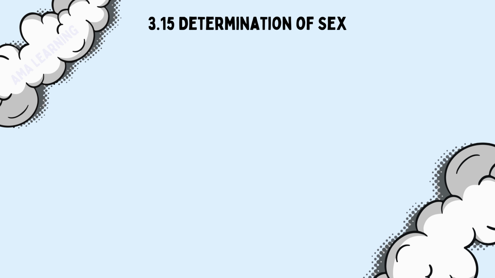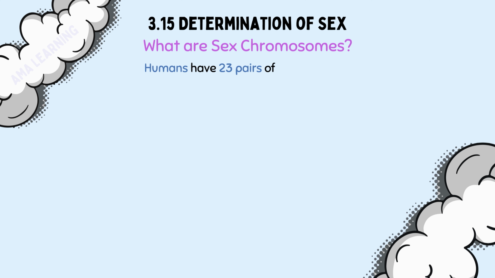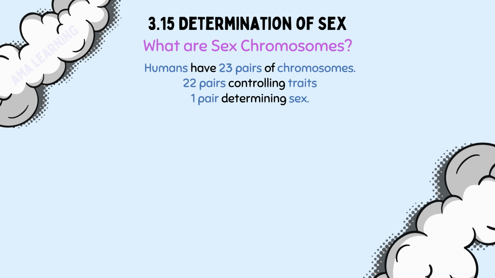Let's now discuss how the sex of offspring is determined at the genetic level, which depends on the combination of sex chromosomes inherited from the parents. What are sex chromosomes? Human body cells contain 23 pairs of chromosomes. 22 pairs control characteristics only, but one of the pairs carries the genes that determine sex.